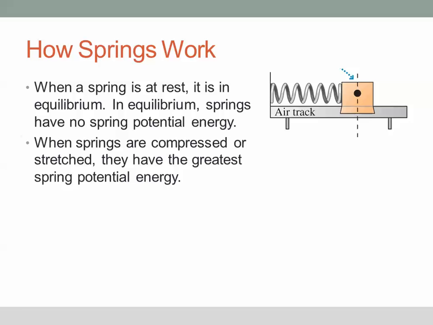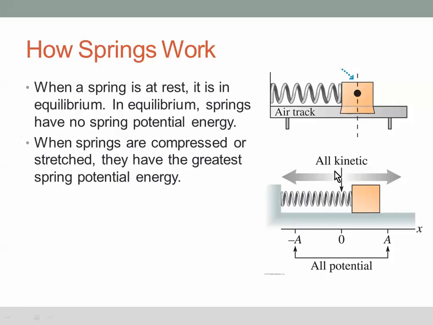When we compress it or stretch it, we're going to have more potential energy, and if it's at its most compressed or most stretched point, it'll have the greatest potential energy. So here's our equilibrium point, and we can have more stored energy as we stretch it, and when we reach its maximum, which is its amplitude, it's all potential energy. And when it reaches its minimum, or its most compressed, it's all potential energy.